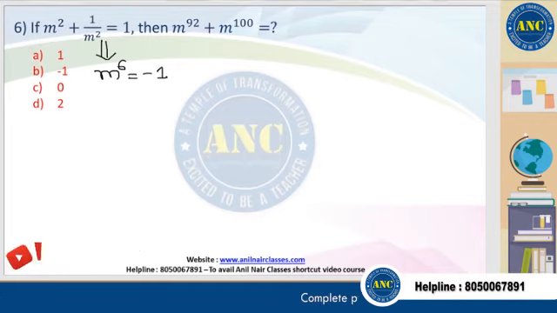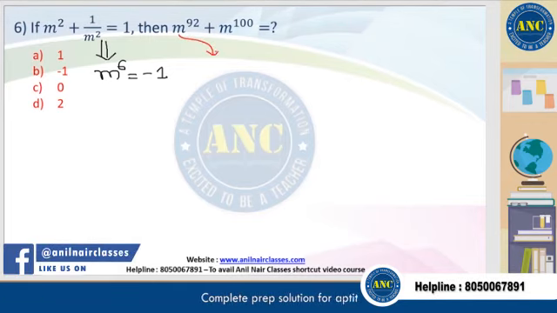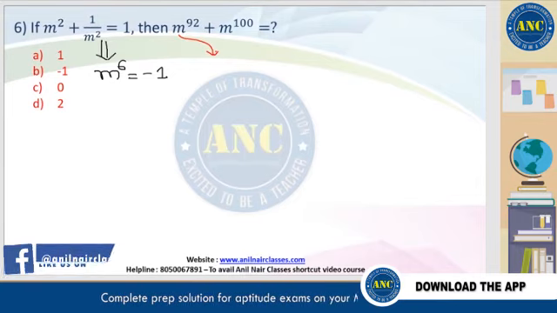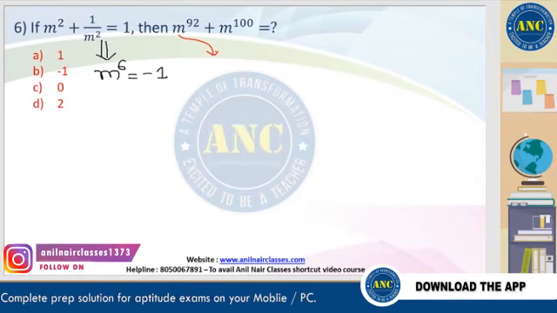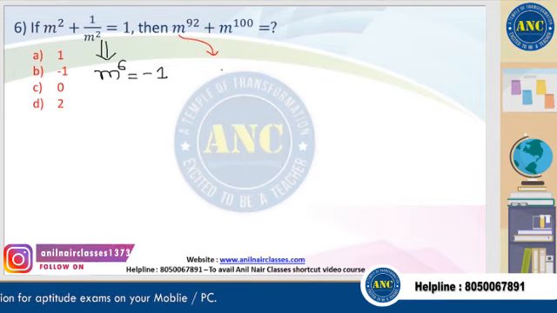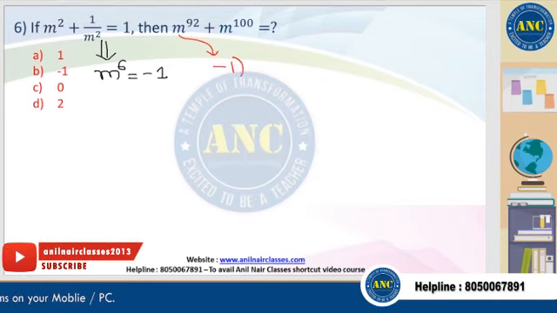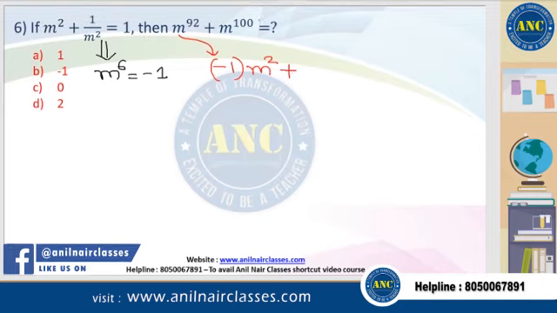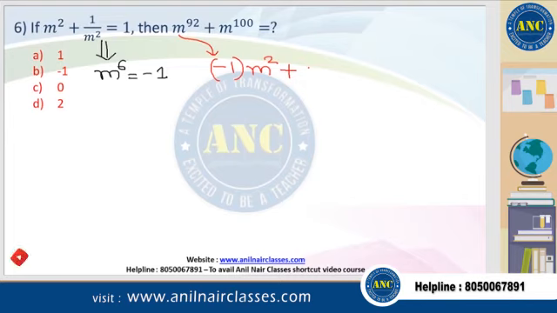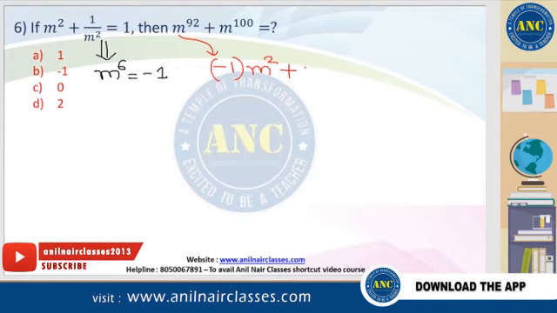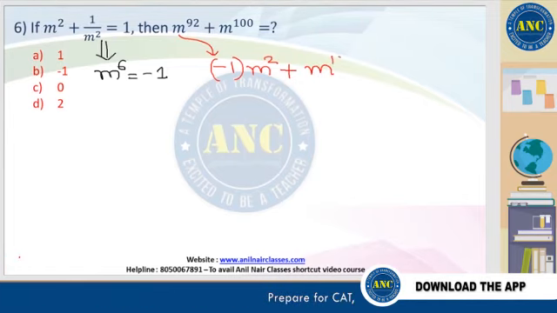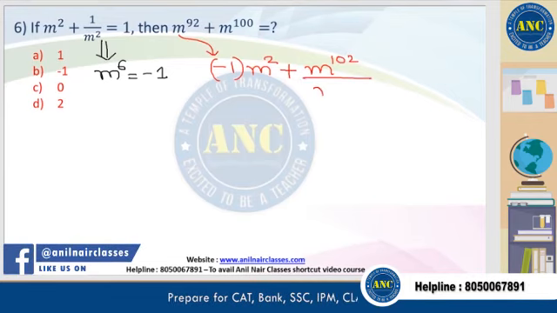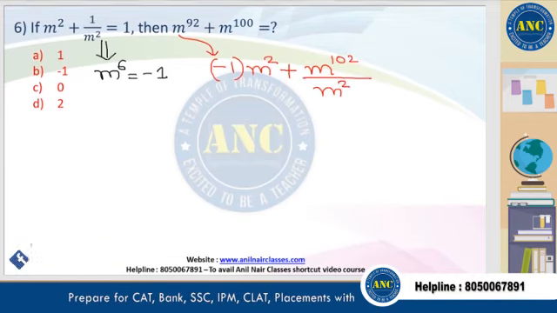Now see here, can I say that this 92 is nothing but m power 90 into m power 2. M power 90 is 6 into 15. It is an odd multiple, so it is minus 1 into m power 2. It is minus m square, plus the closest multiple of 6 which is closer to 100 is m power 102. That means this I can write as m power 102 divided by m square. This is nothing but m power 100 itself.